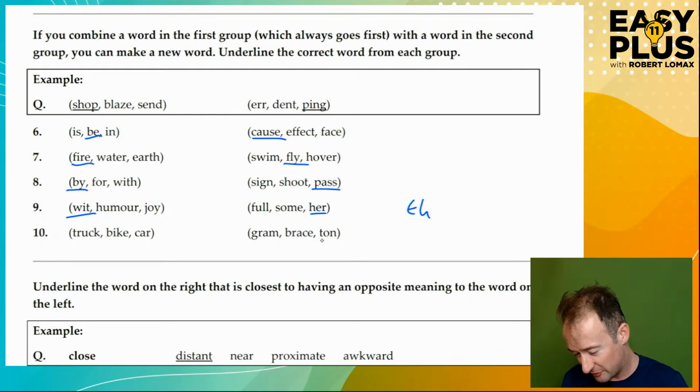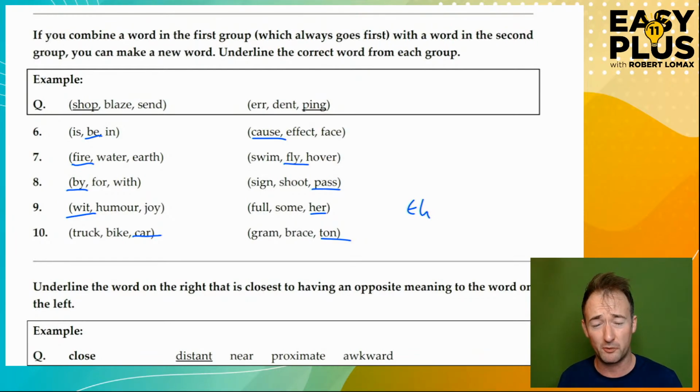Truckgram, truck brace, truckton. Bikegram, bike brace, biketon. Cargram, car brace, carton. Carton, have you seen it? Arnav in the comments has, so has Learning Countries with Joshua. It's carton. Well done. Okay, so none of these too difficult, apart maybe from question 9, but you need to pay attention to the different possible sounds that might come up.